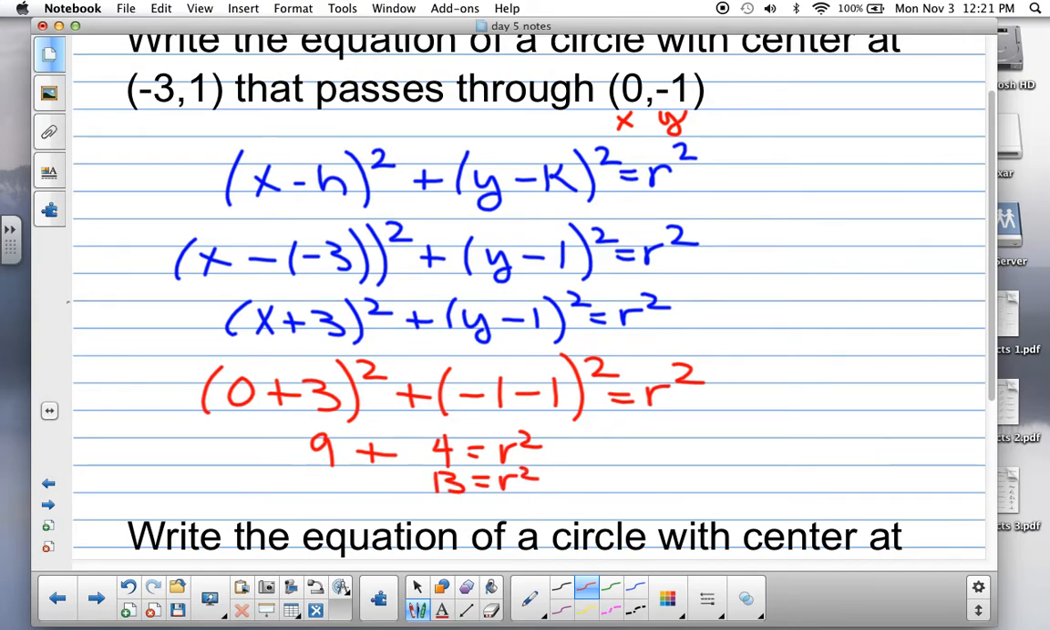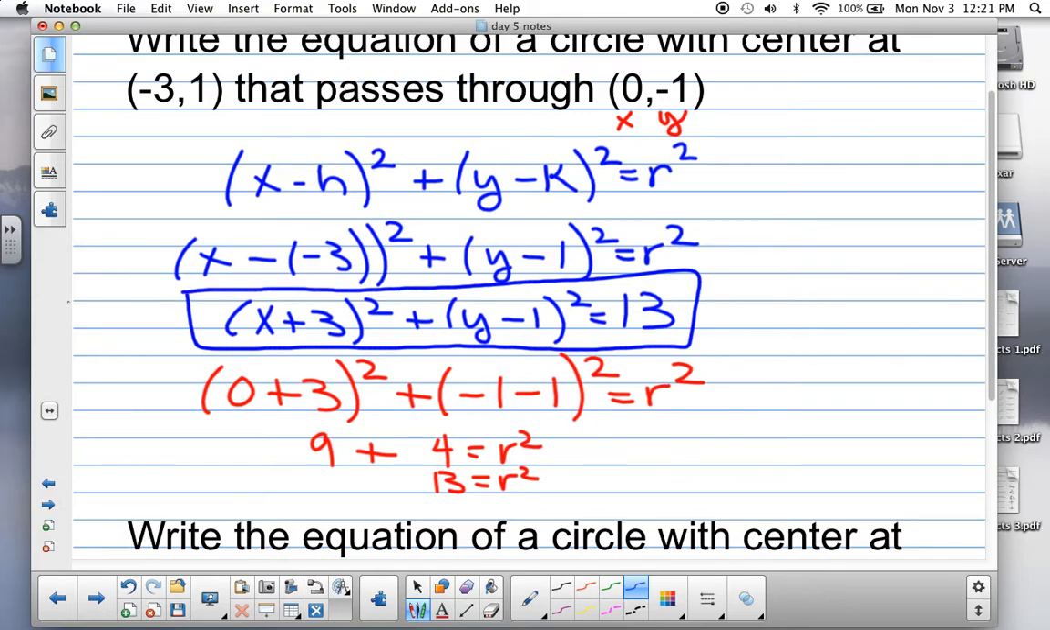And remember, you need in the equation radius squared. There's no point in finding the radius because this whole equation calls for r squared. So you're going to go back up to this point right here, and instead of r squared, just put in 13. And this is your final answer.